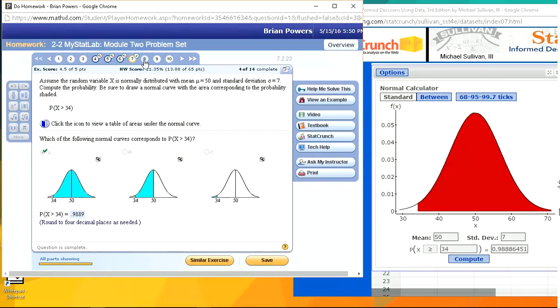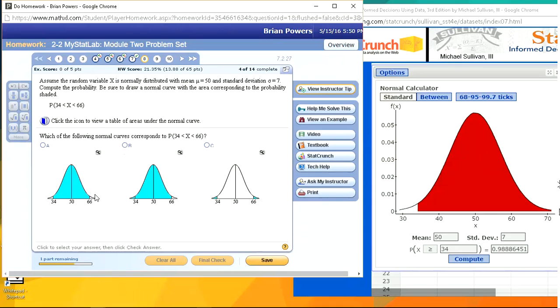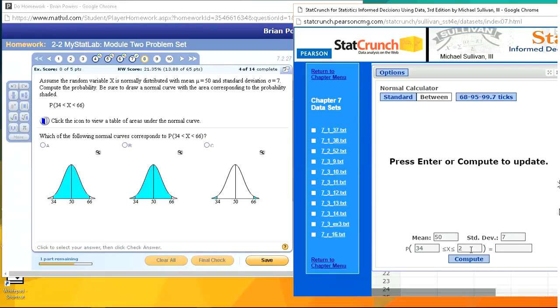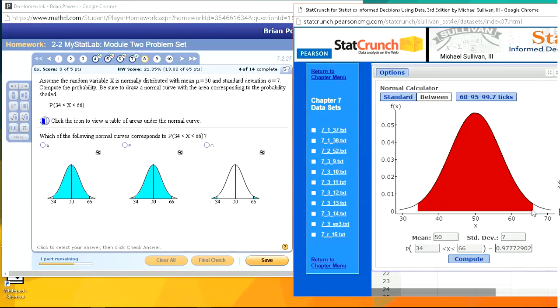For number 8, I think this one is looking for the area between. Again, that's pretty simple, but let's just do that example. I'll keep the mean at 50, the standard deviation at 7, and put in my two values, 34 and 66, compute, and it shades it in, and it gives you the probability. So that's how you do that, pretty good.